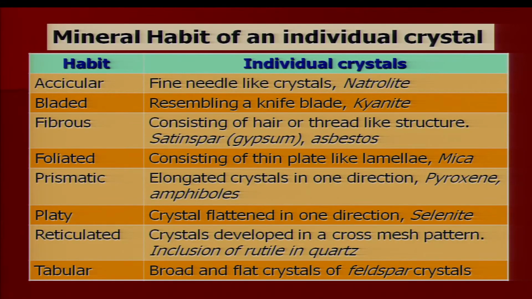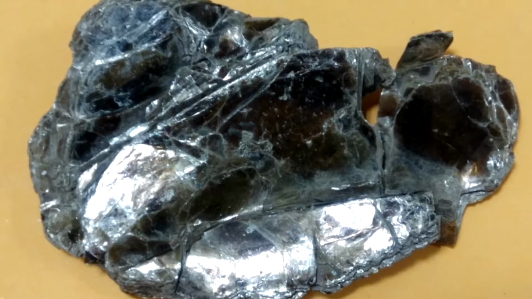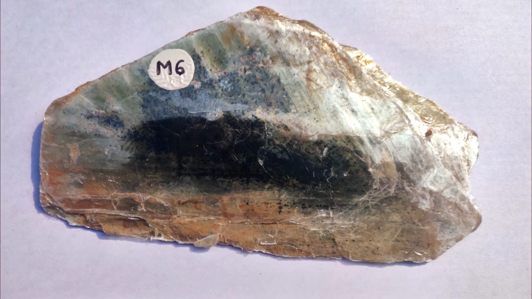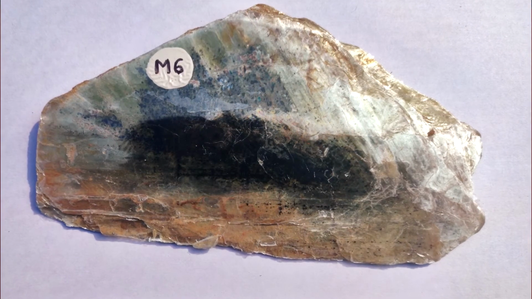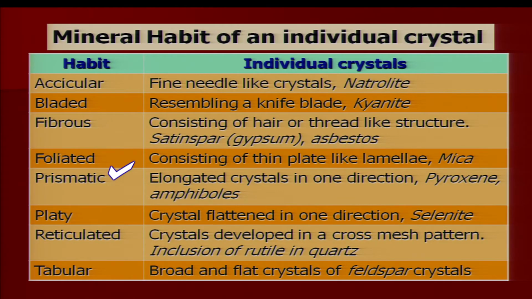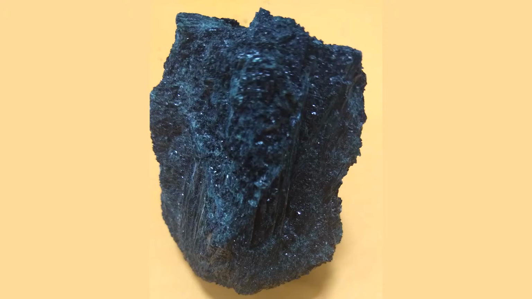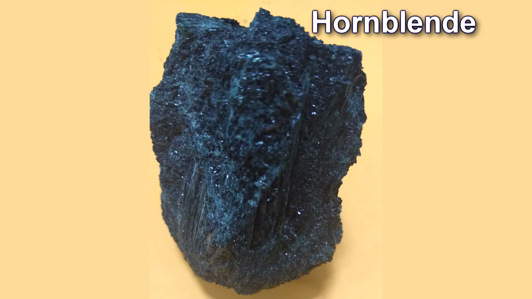When a mineral consists of thin plates or lamellae, we call it foliated. An example is mica. Foliation means plates or lamellae can be broken up or parted easily along a regular plane. So, this habit is called foliated. Prismatic habit: elongated crystals. When crystals are elongated like a prism in one direction, the best examples are pyroxene and amphiboles. They have long prismatic faces developed here.